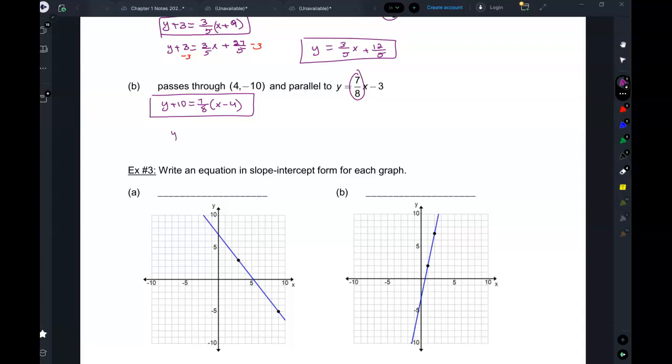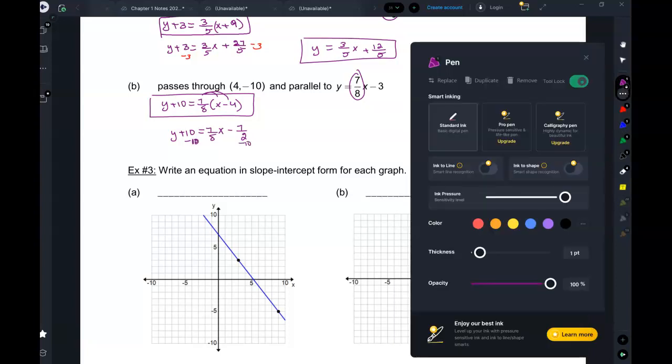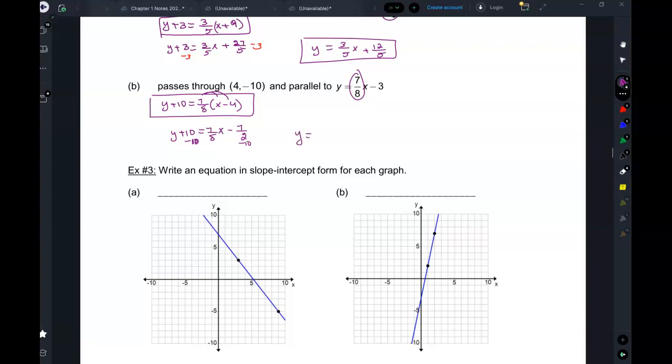So hang on. Y plus 10 is 7/8 x, distribute, minus 7/2. Now, minus 10, minus 10. So y is 7 over 8x minus, so this is 7 over 2 minus 20 over 2, right? So it's negative 27 over 2.